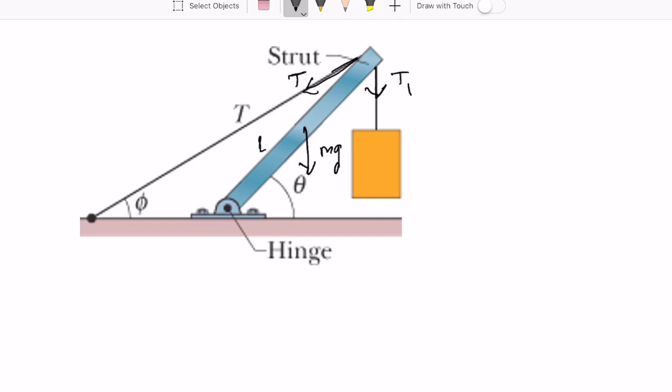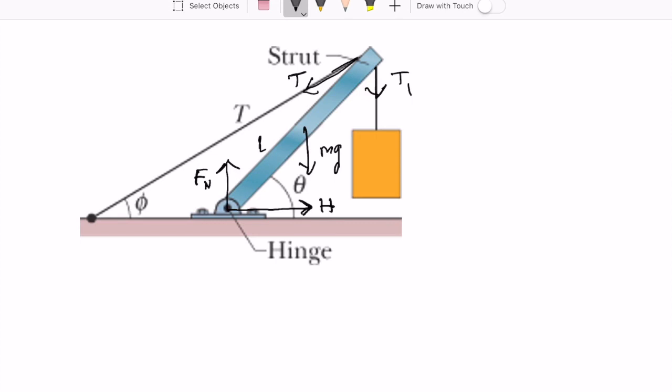All right, so then what about the hinge? At the location of the hinge, there are two forces. One is a horizontal force, which is going to be to the right. So let's call that H, just for horizontal. And then there will be another force which is going to be perpendicular to the surface, and that is our old friend, the normal force.